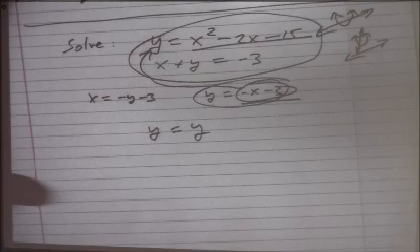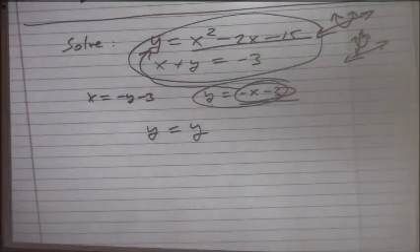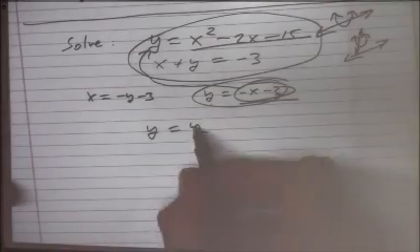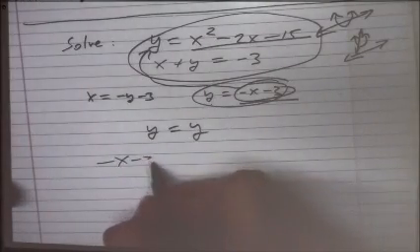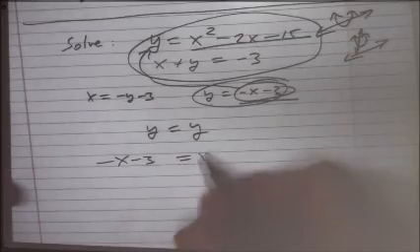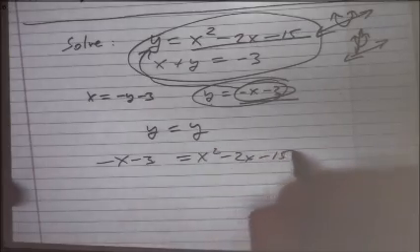That's the point of this, is that the x and y, the point we're looking for, all the points we're looking for, the y is the same for both, for each of those points. So if y is equal to y, then negative x minus 3 is equal to x squared minus 2x minus 15.